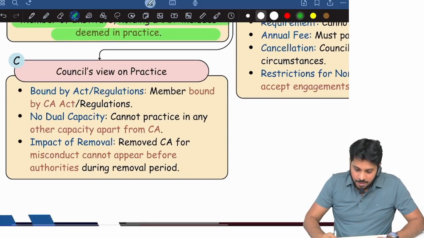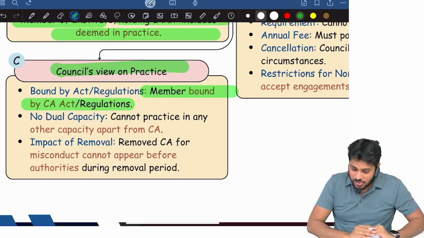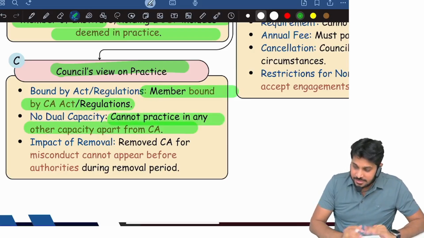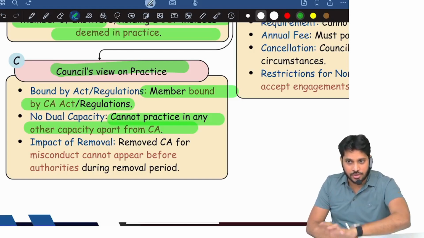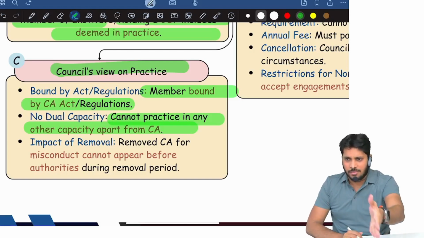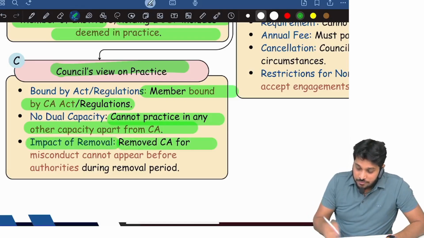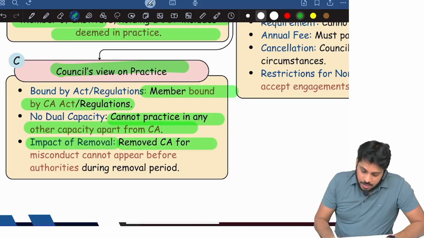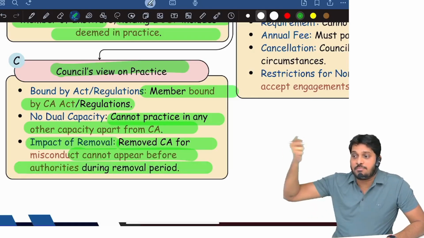Next, practice. A member of the institute holding COP, we call him a practicing chartered accountant, yes or no? Once you are in practice, you are bound by all CA Act regulations, all that. You cannot practice in any other capacity. If you are a member of the institute, you can only practice as a chartered accountant. Next, impact of removal. If you are removed, you cannot appear before authorities during the removal period in some other capacity.